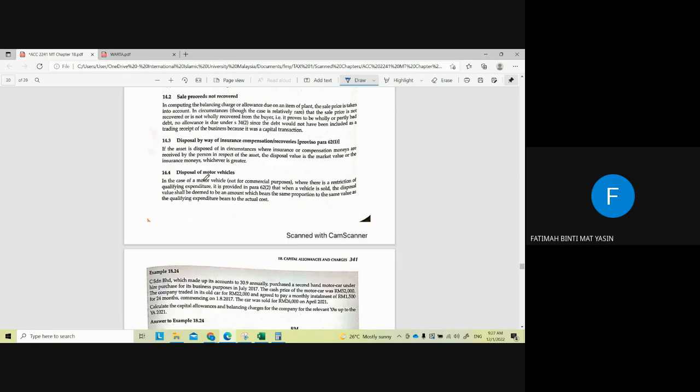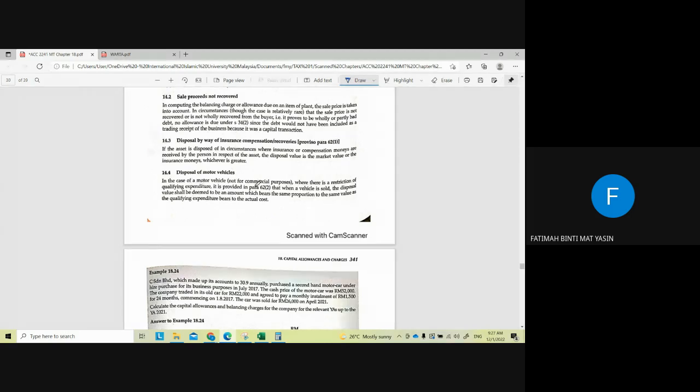Disposal of motor vehicles. In the case of a motor vehicle not for commercial purposes, there is a restriction of qualifying expenditure. Remember when we discussed the motor vehicle, if the value is less than or equal to 150,000, then the restriction is 100,000. If more than 150,000, it is 50,000. That's for the new passenger car. For second hand, it is 50,000.